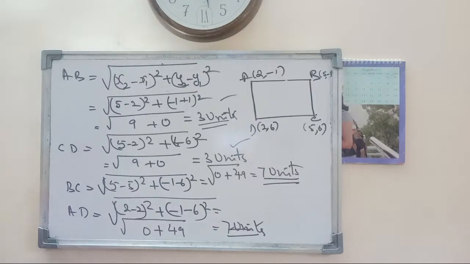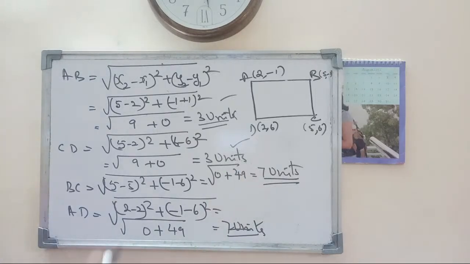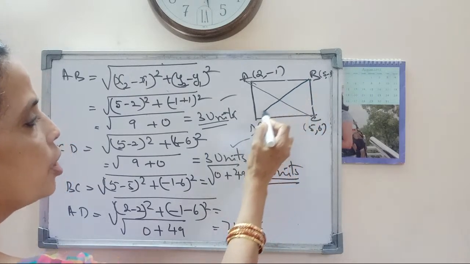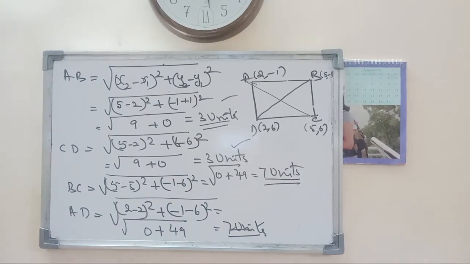Even if you want further, you can prove the diagonals are also equal. Check it. Get the AC diagonal distance and BD diagonal distance and check whether they are equal or not. I'll give the time to check whether diagonal AC is equal to diagonal BD.